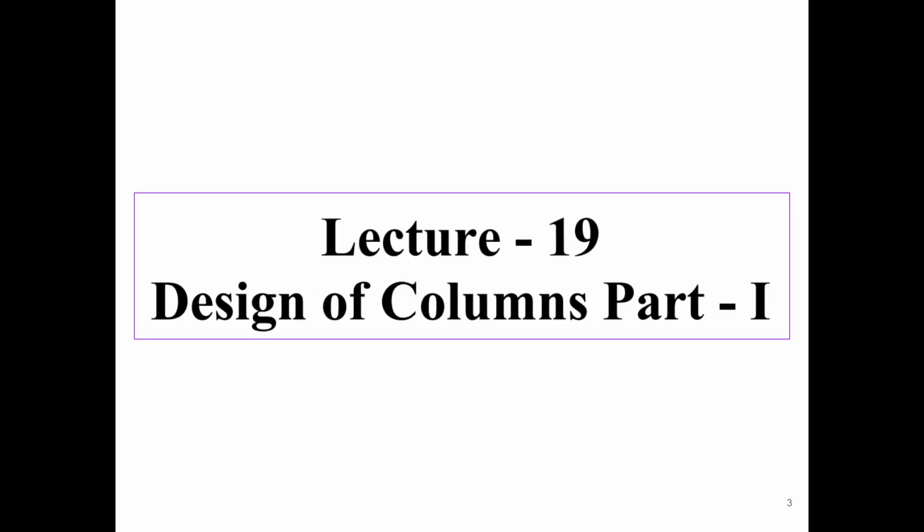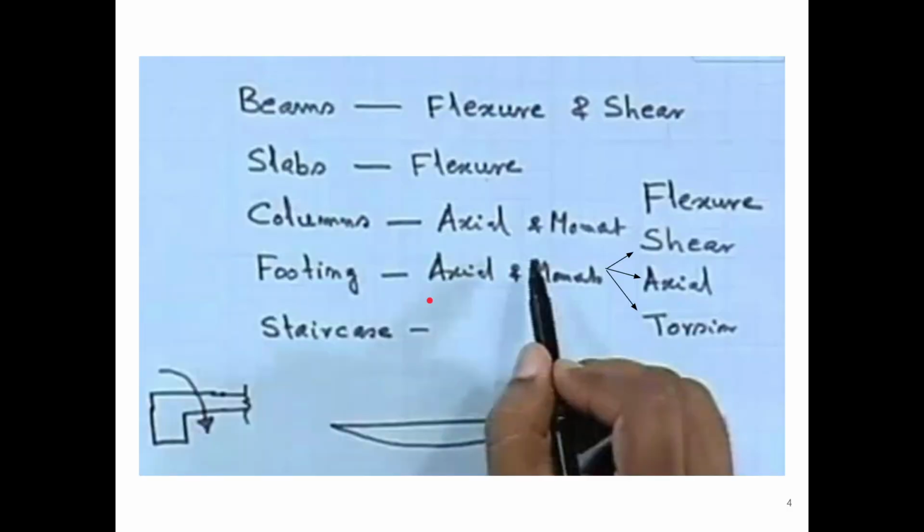Last class we started discussing columns. Let us study the course contents for this week's class, where we will be continuing with the study on the design of columns. Okay, so let us start.